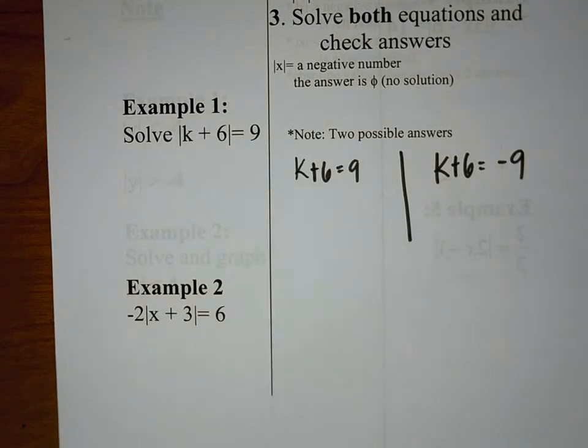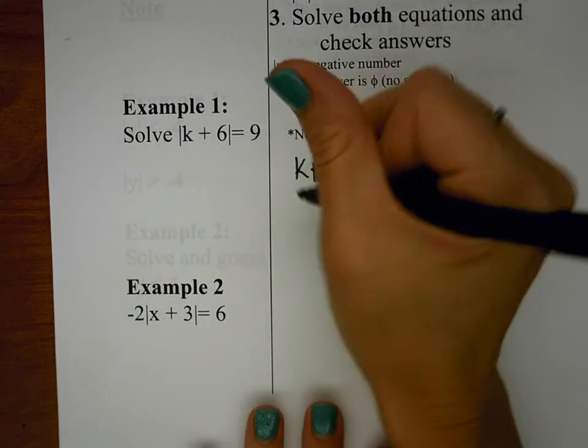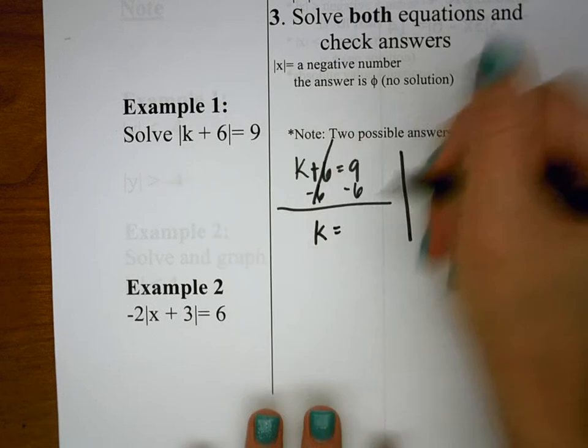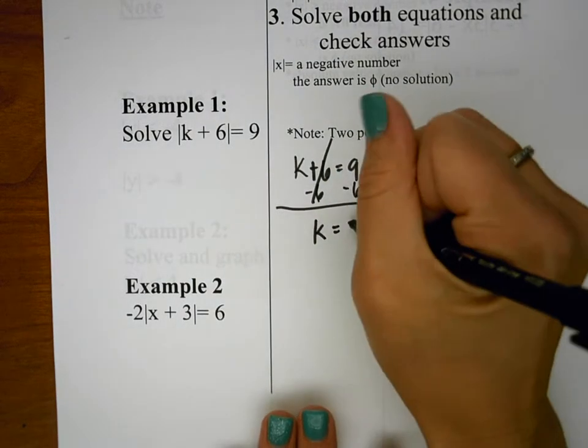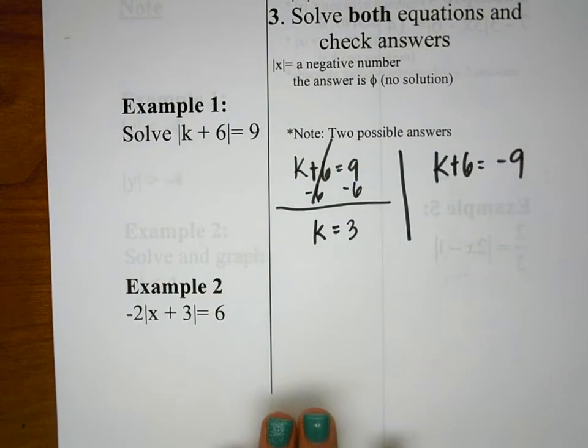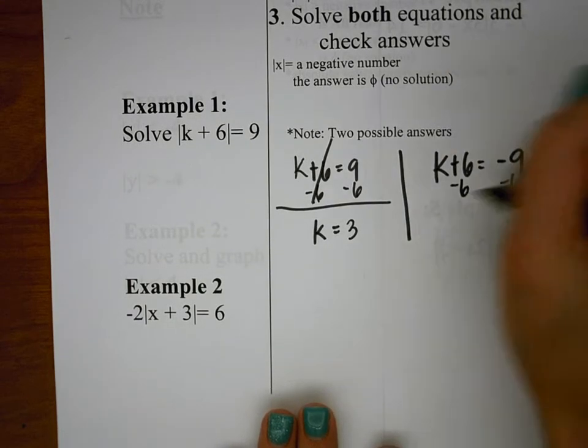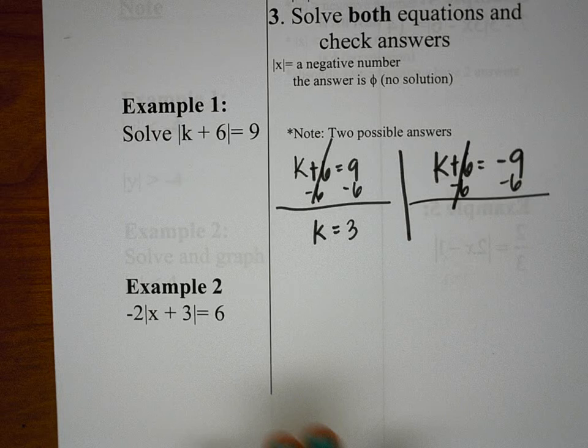And then we solve both of these. So in order to get k by itself, what do I do? Good. Subtract 6 to both sides. So I end up with k equals, and 9 minus 6 is 3. Okay, over here, I do the same thing. I'm subtracting 6. What happens when you have two negative numbers? Very good. You add them and it stays negative.